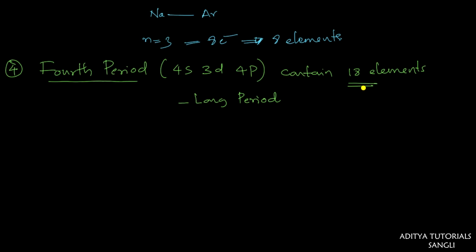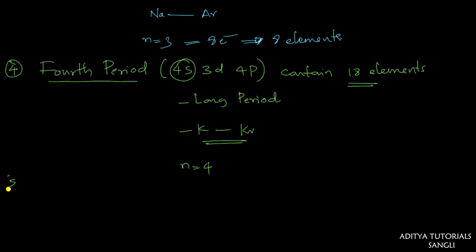One important point I want to mention here is that in the fourth period the elements start with potassium and end with krypton, and it corresponds to the principal quantum number n equal to 4, because the principal quantum number for 4s is 4. The 4s, 3d, and 4p orbitals are filled in this period.